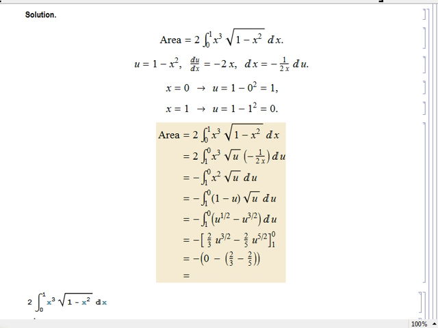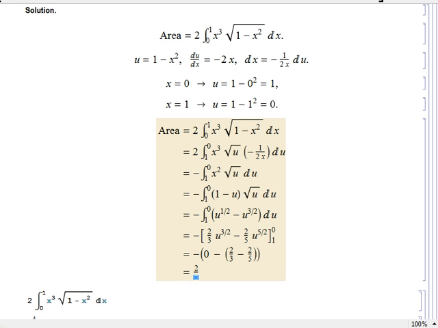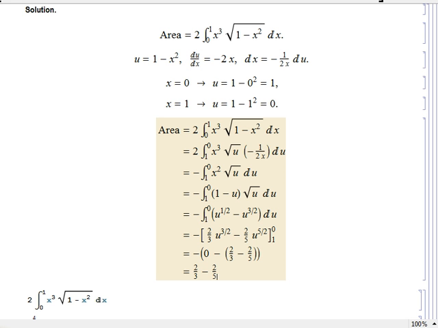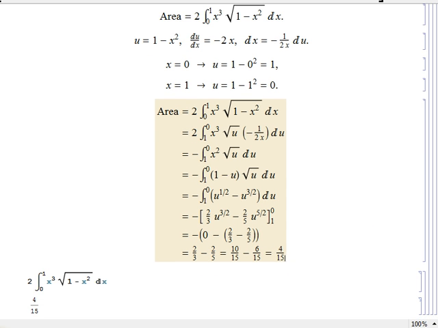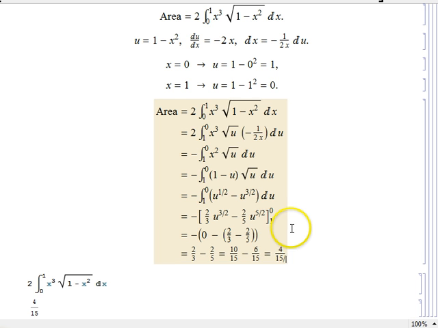So what do you have? This minus minus becomes positive. We have just 2/3 minus 2/5, and then what is the simplification? That's going to be 10/15 minus 6/15. Is that right? Looks like it. So I'm going to get 4/15, and is that the answer? Yes, that's the answer.